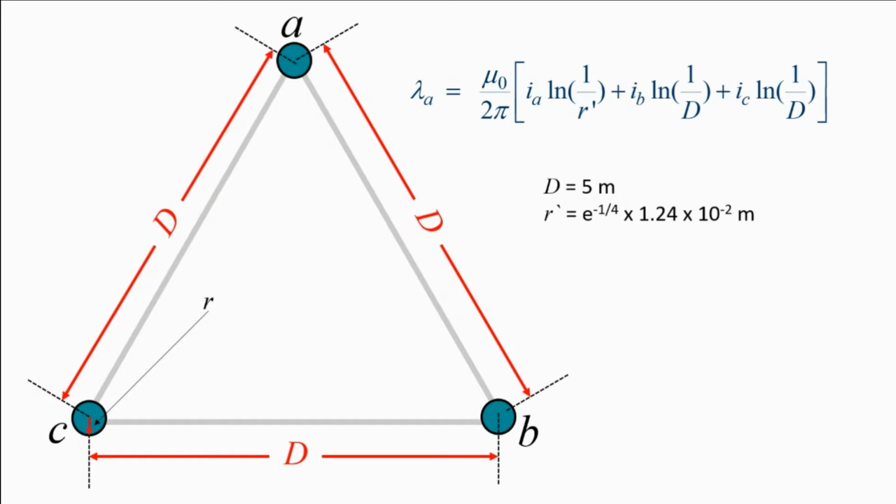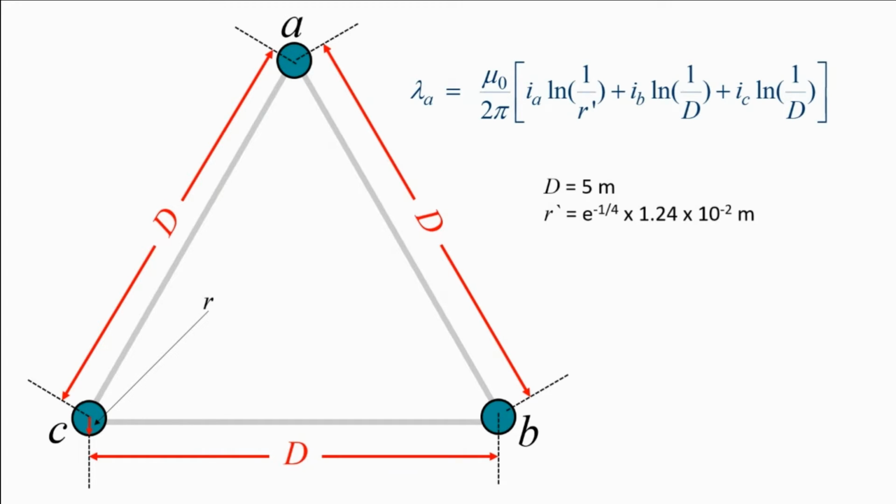Now, this is the equation which shows the inductance of phase A based on its own dimension and the dimension of the other conductors. The first part is related to the conductor itself, the two other parts are related to the two other conductors. If you look at the last two terms, IB ln 1 over D plus IC ln 1 over D, if I take ln 1 over D as common factor, it will be multiplied by IB plus IC.